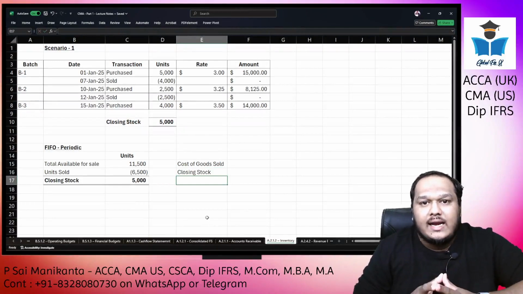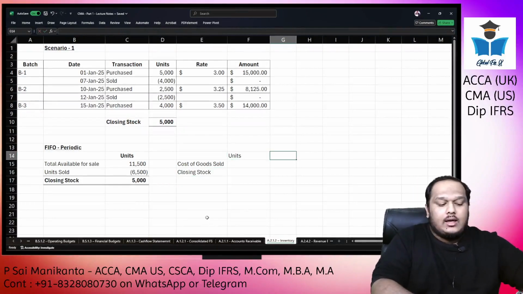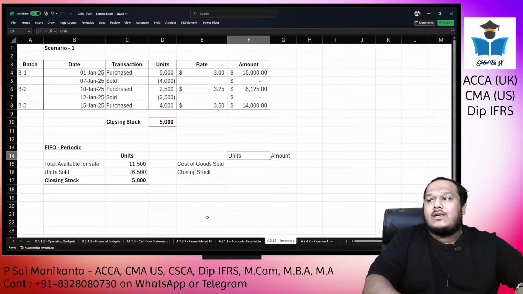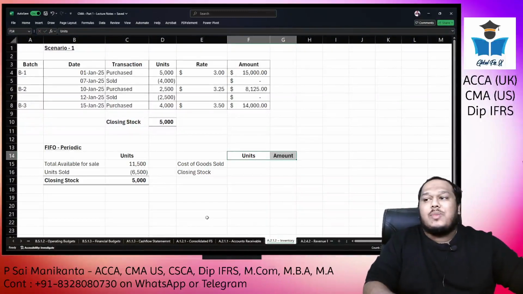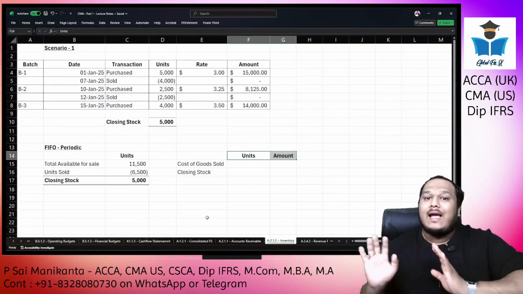Cost of goods sold and closing stock, units, amount. Sir, I cannot take a rate here because each batch has a different rate. So you don't know the rate. So I'll show you how the calculation is done.